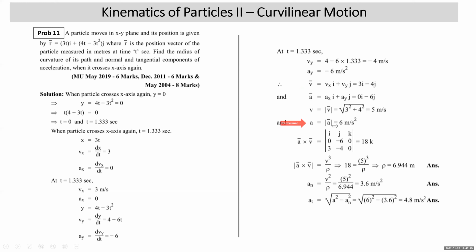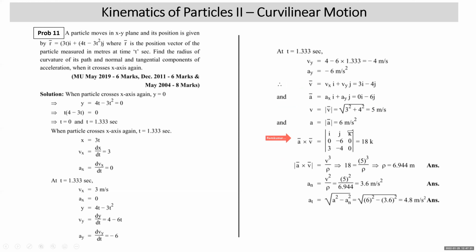You want to find the radius of curvature. This time the equation of path is not given directly, but acceleration and velocity vectors are given. So you can use this formula: mod of a cross v is v cube upon rho. So first you have to find a cross v.